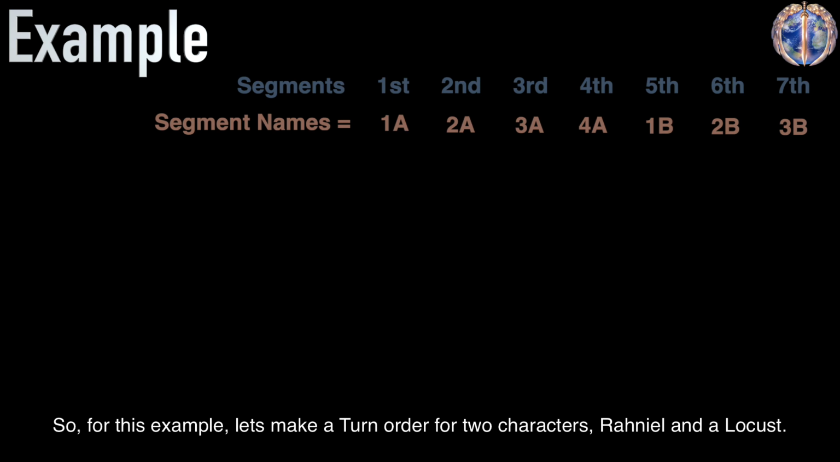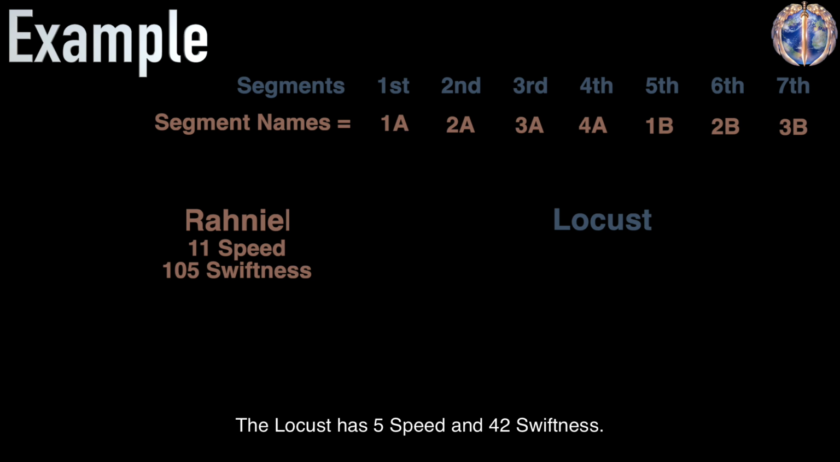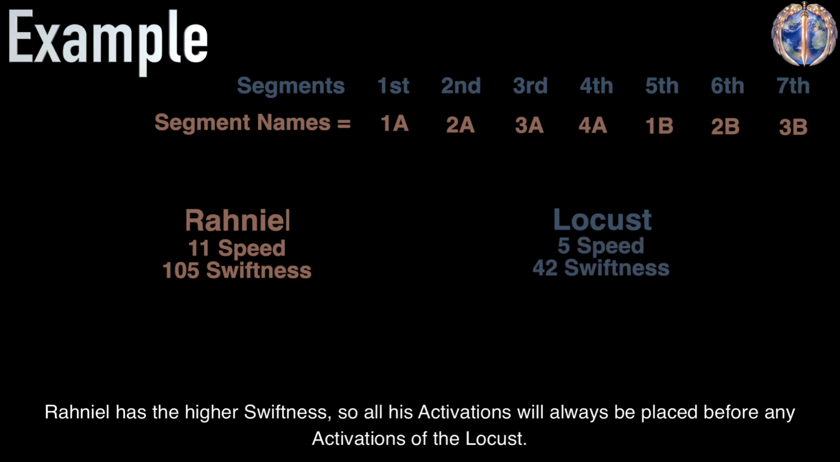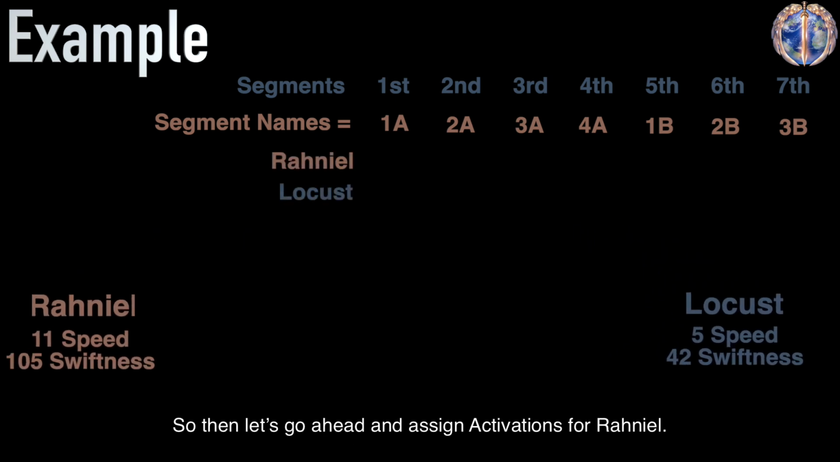So, for this example, let's make a turn order for 2 characters, Roniel and a Locust. Roniel has 11 speed and 105 swiftness. The Locust has 5 speed and 42 swiftness. Roniel has the higher swiftness, so all his activations will always be placed before any activations of the Locust. So then, let's go ahead and assign activations for Roniel.